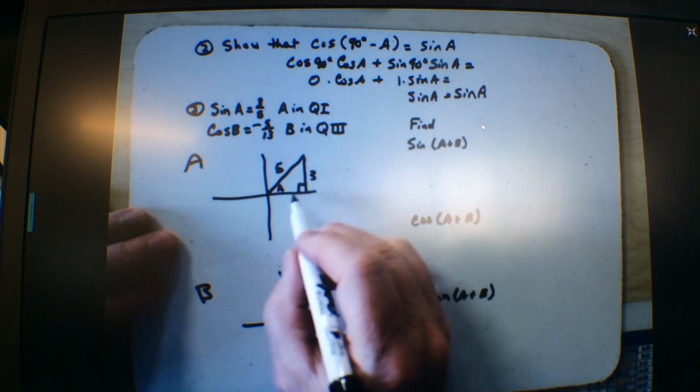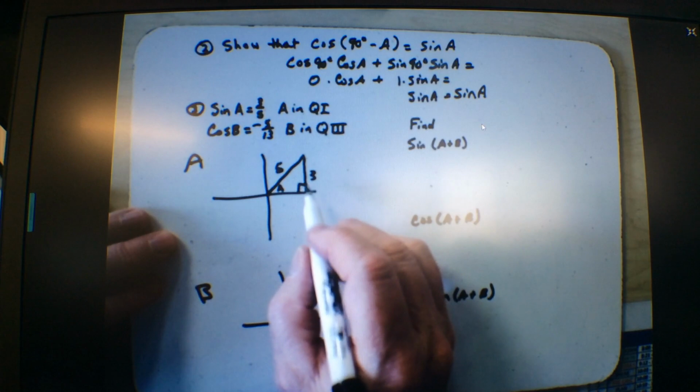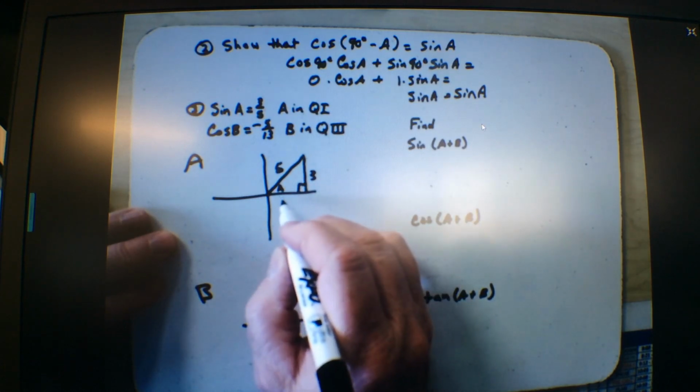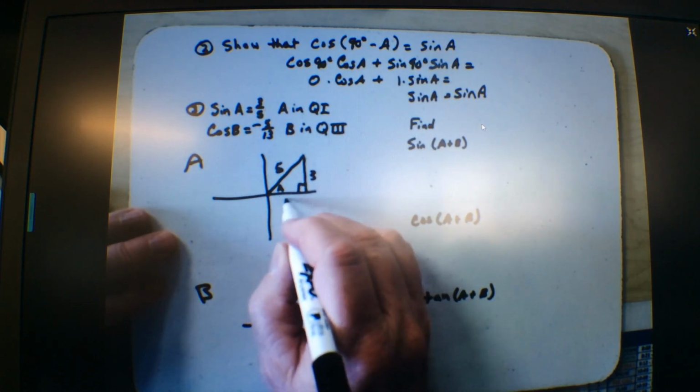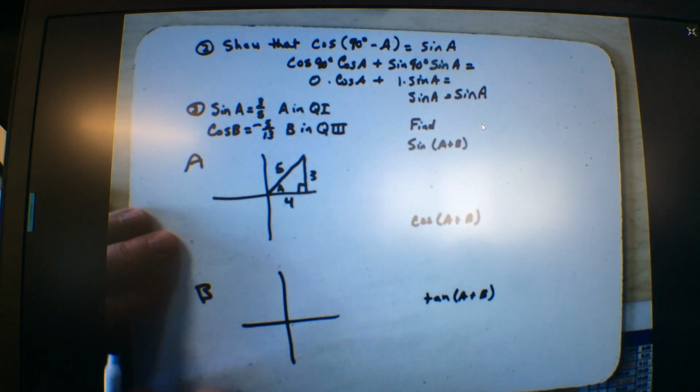Pythagorean theorem. That's correct. 5 squared is 25, minus 9 is 16, so this is 4. All right, we good?